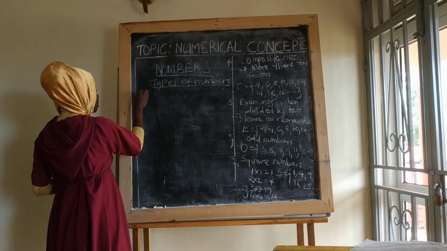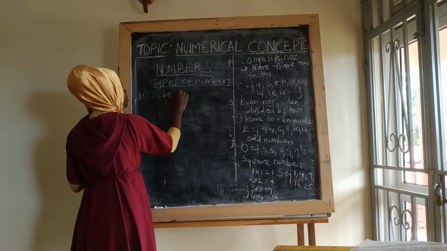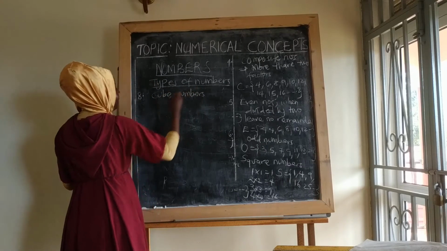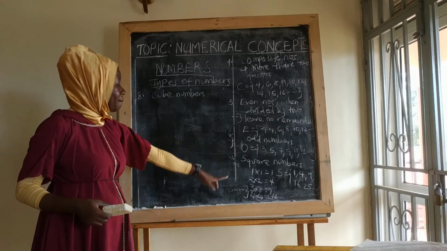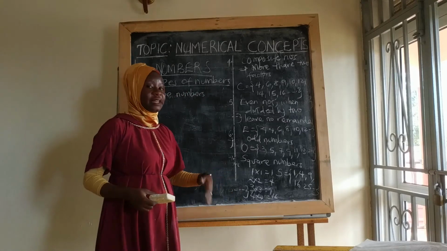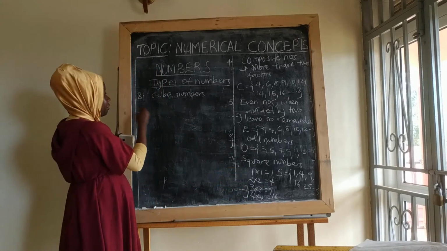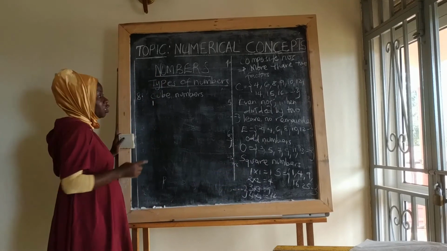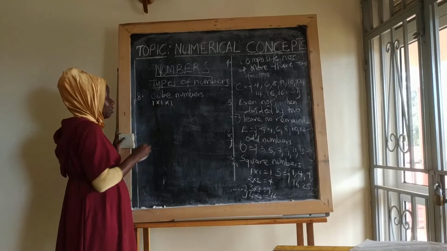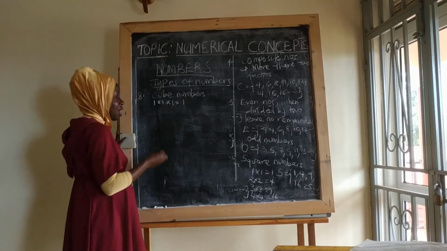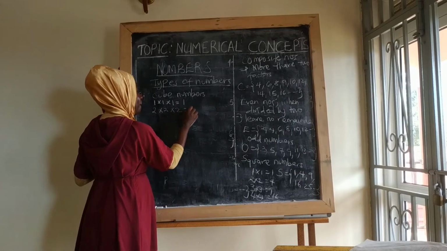Our number 8 can be cube numbers. Of course, these are gotten by multiplying the number by itself 2 times, so these are cubes. For example, if I have a natural number like 1, to get a cube number, I multiply the number 2 times. So my answer is simply 1. Then I have 2 times 2 times 2, which gives me 8.